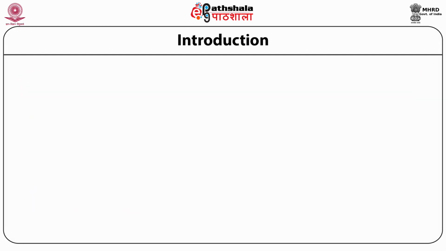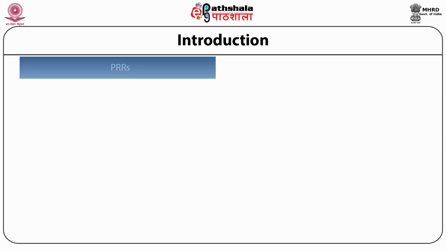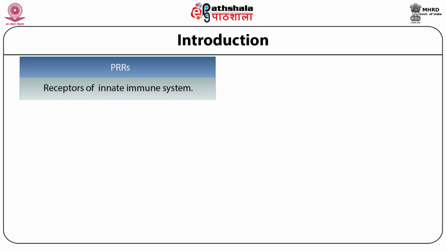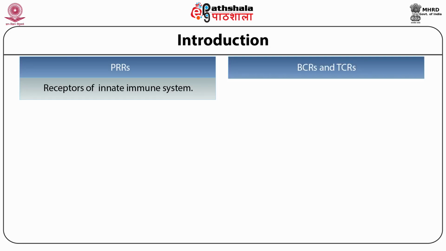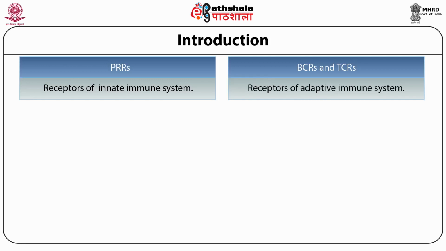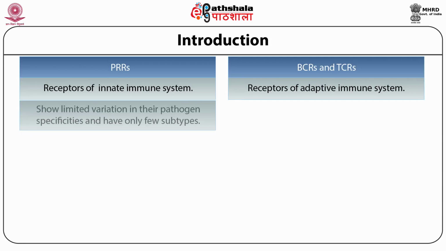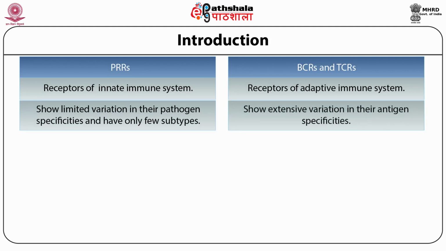The first point of difference, obviously, is that the PRRs are the receptors of the innate immune system, while the B-cell receptors and T-cell receptors, or BCRs and TCRs, are receptors of the adaptive immune system. The second point of difference is that PRRs show limited variation in their pathogen specificities and have only a few subtypes. The BCRs and TCRs, on the other hand, show extensive variation in their antigen specificities.